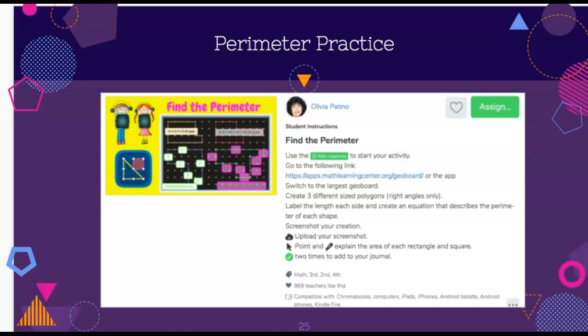So that is what we are doing for perimeter practice today. We have some IXL practice as well as this fun perimeter practice on Seesaw.